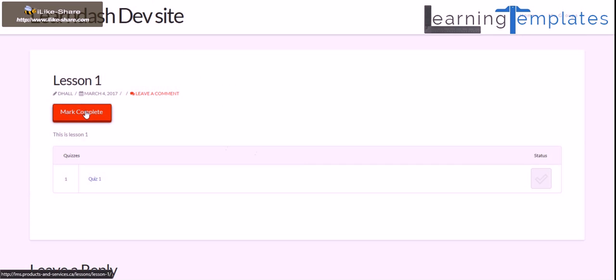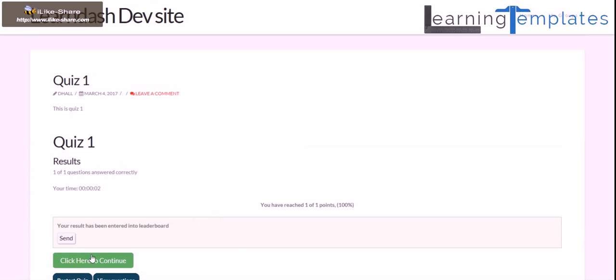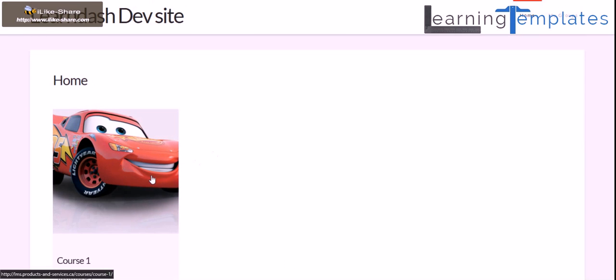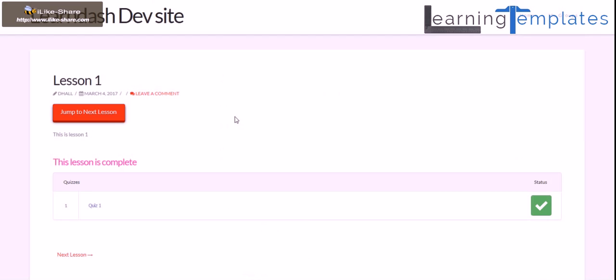So we go back in, we can mark the lesson content complete, we can now answer the question and get 100%, of course, and then we move on to lesson 1A. So if I go back to the course outline, we're now looking at lesson 1 being completed, and if I jump into lesson 1, it's going to say that this lesson is complete, jump to the next lesson.